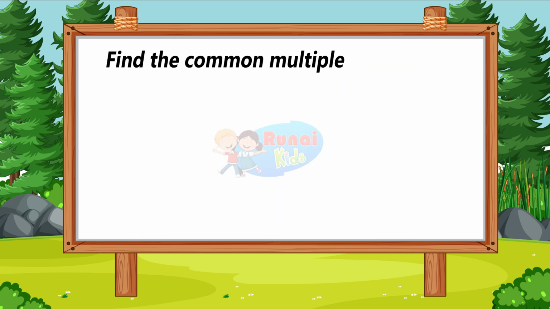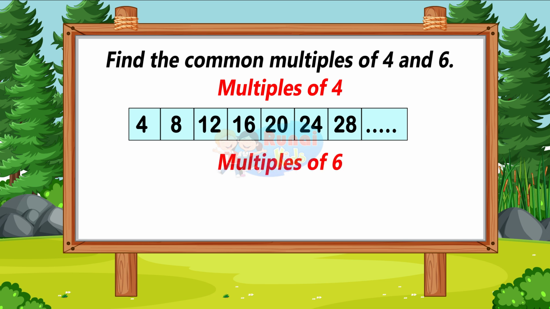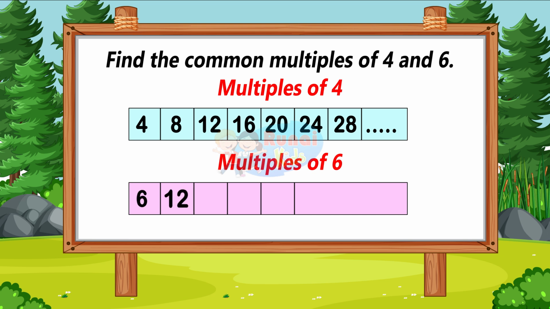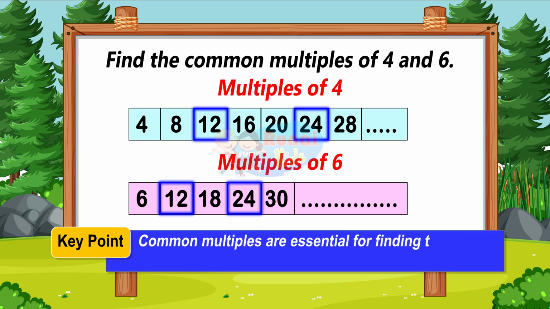Find the common multiples of 4 and 6. Multiples of 4: 4, 8, 12, 16, 20, 24, 28 and so on. Multiples of 6: 6, 12, 18, 24, 30 and so on. Common multiples are 12 and 24. These appear in both lists. Key point: common multiples are essential for finding the LCM, which we will explore next.